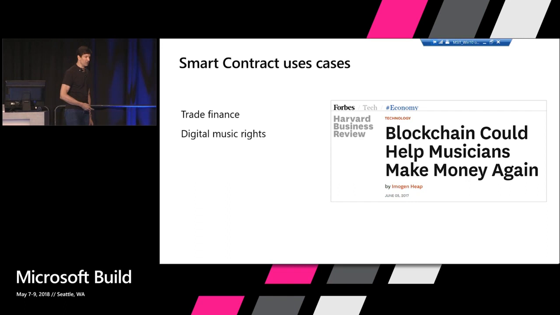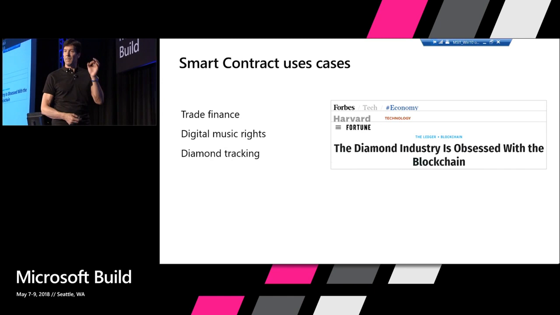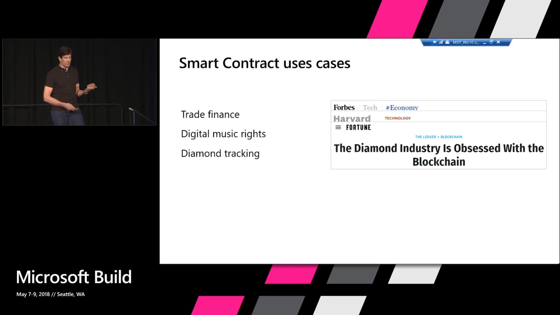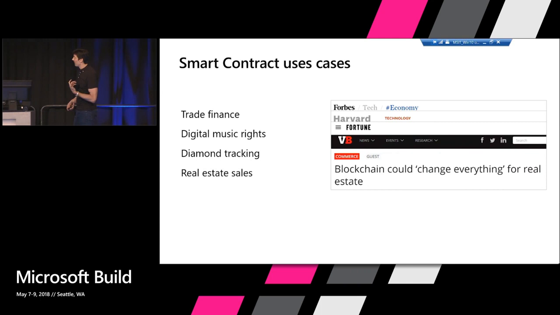Diamond tracking is another one, so the legitimacy of diamonds. If you've got a diamond, it's got a certificate of authenticity with it from a company you trust, and you can go look at the blockchain and see that this diamond actually came from that company and was sourced from a legitimate place. Real estate sales. This is where you're transferring assets from one house to another, or from one person to another. I kind of showed you a shortened example of that back with the escrow thing.